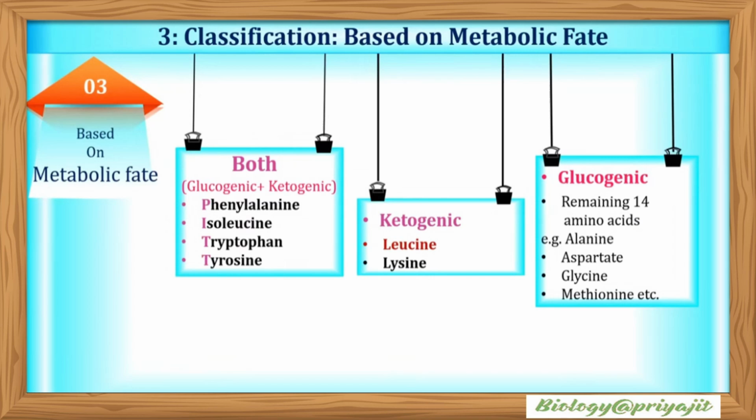Classification based on metabolic fate, that is it can be glucogenic, ketogenic, or both ketogenic and glucogenic, that is phenylalanine, isoleucine, tryptophan, and tyrosine. Ketogenic amino acids are leucine and lysine, and the remaining 14 amino acids such as alanine, aspartate, glycine, methionine are the glucogenic amino acids.